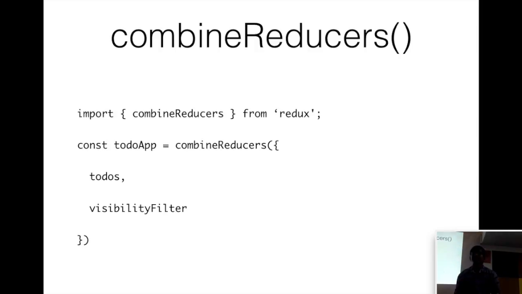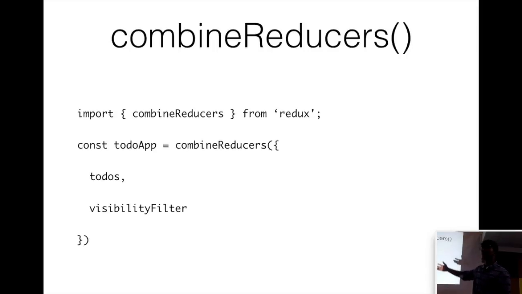So I'll take a to-do list app as an example. If you see, I'm importing the combineReducers method from the Redux package, and I'm passing it an object with two functions. This is the new ES6 syntax. It's like a shorthand notation.